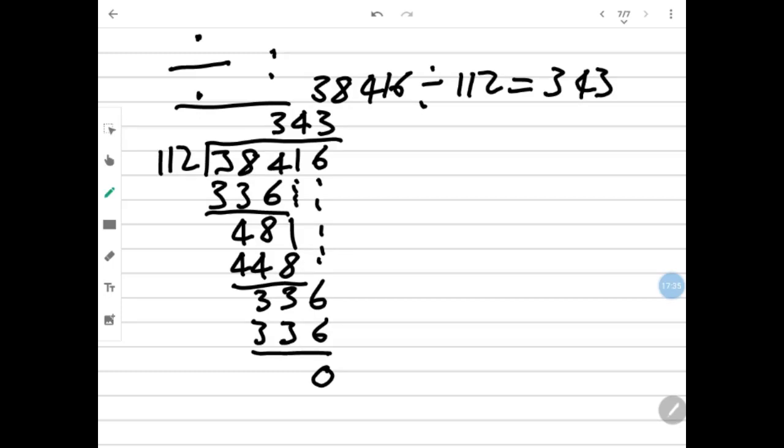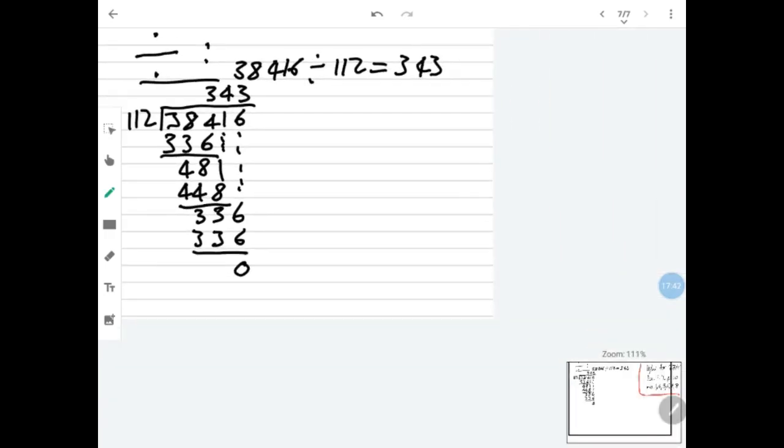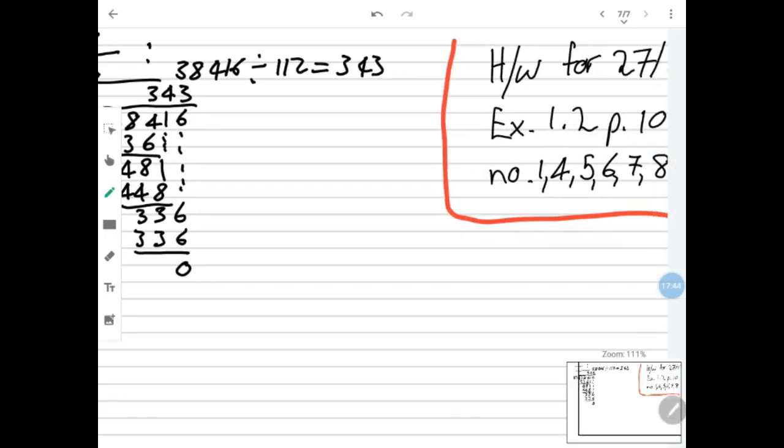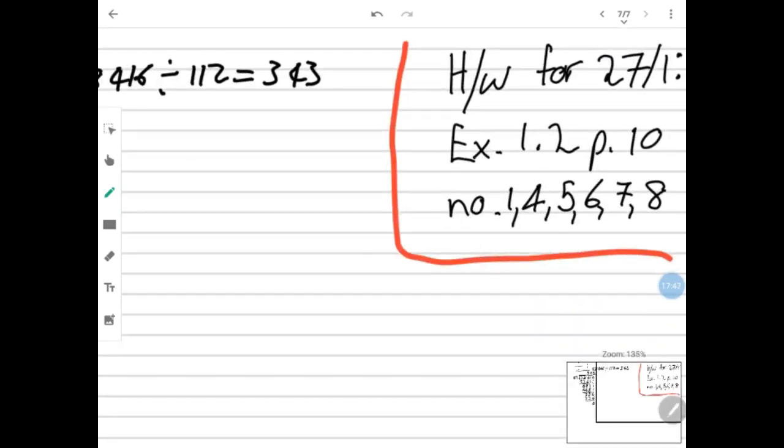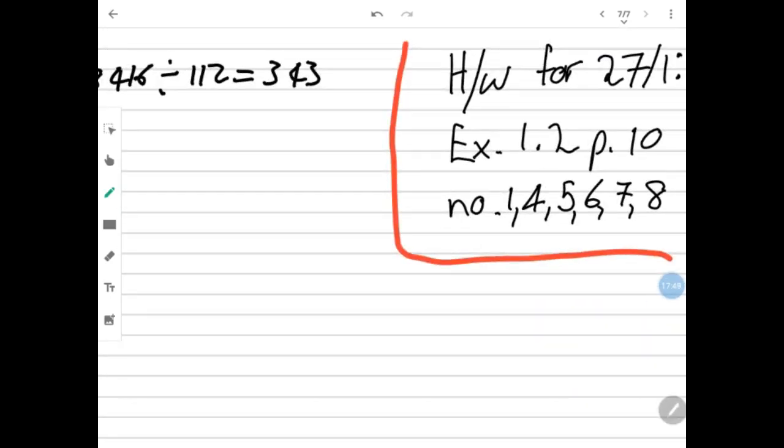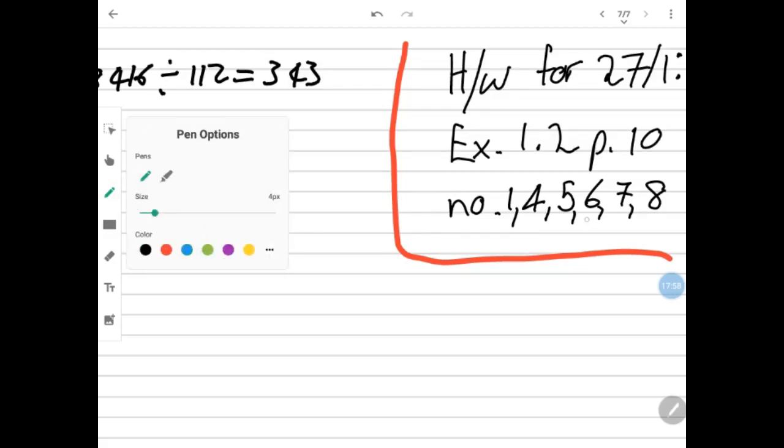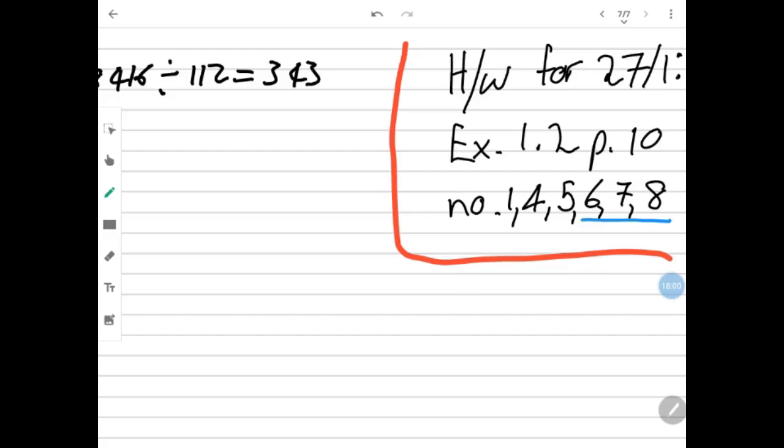All right. Now your homework for tomorrow will be exercise 1.2. So here it is. Exercise 1.2. Page 10. And there's quite a few questions that you can do, especially question 6, 7, and 8 is important. Do not use your calculator, okay? Don't use your calculator for any of these. Please use your head, all right?